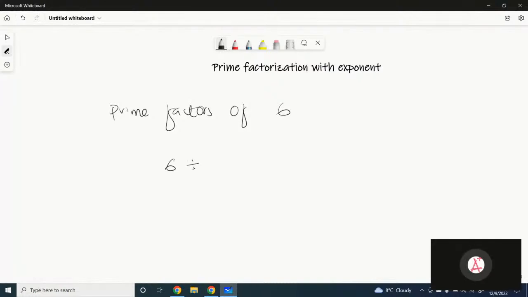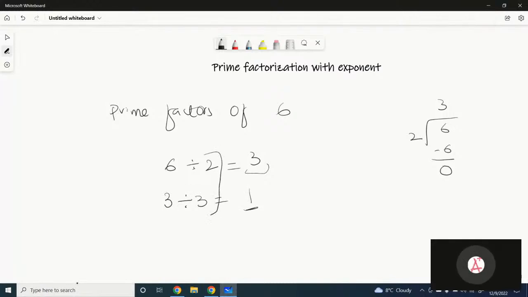Got it? So the smallest prime number that can divide 6 is 2. So 6 divided by 2 equals 3, because 2 times 3 makes 6. So here you have the answer 3. Now you have to divide this number by a prime number. Which is the smallest number that can divide 3? It is 3. 3 divided by 3 is 1. So here you have 1.